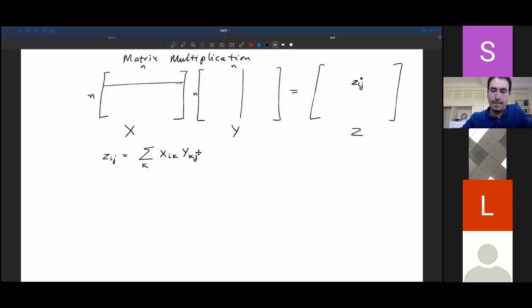So now we want to use... you can see the number of steps required to do this. There are n squared entries that you have to fill in, and the running time is order n per entry. There are n squared entries, so it's big O of n cubed steps.